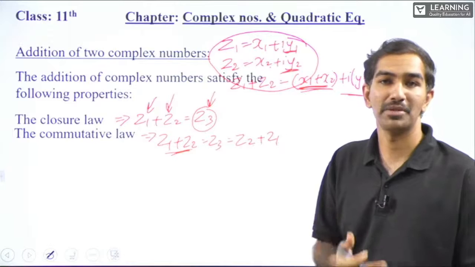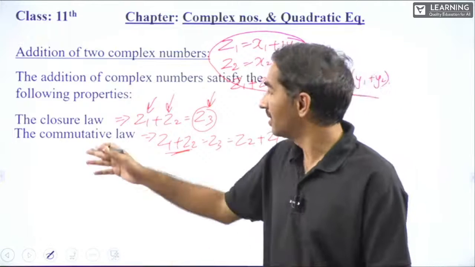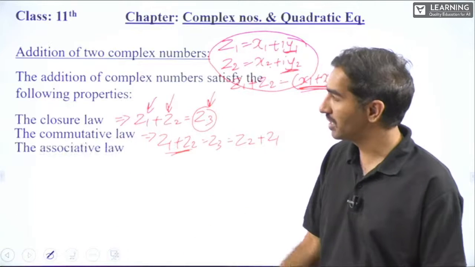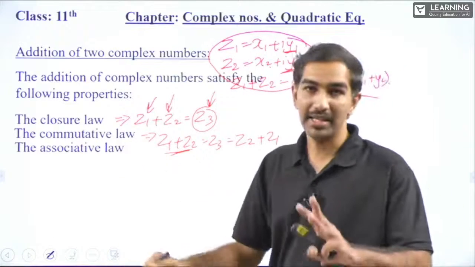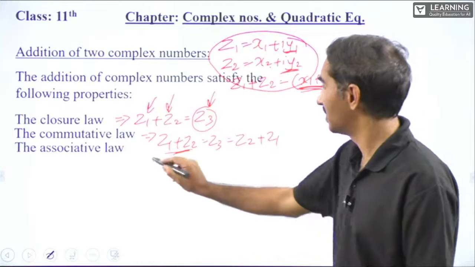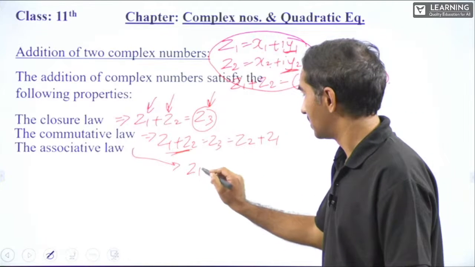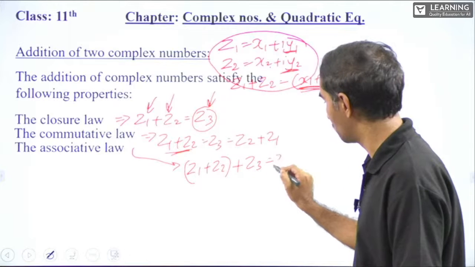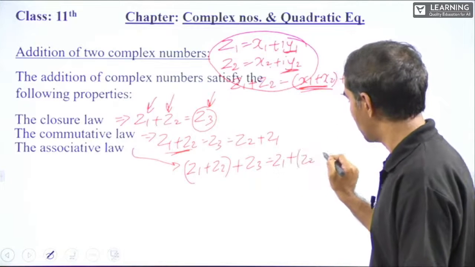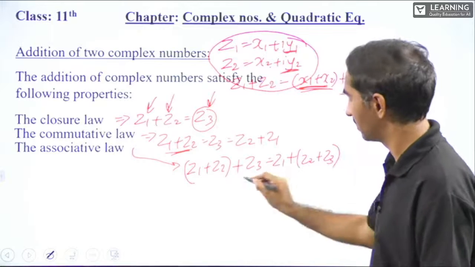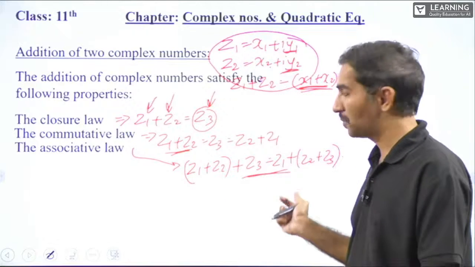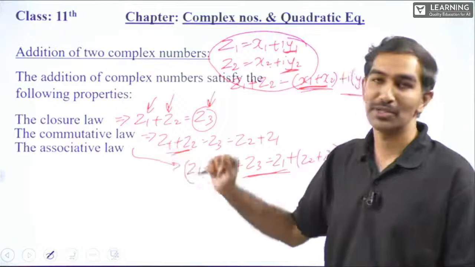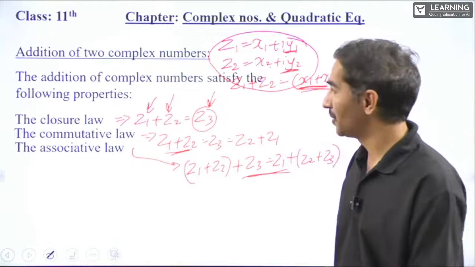So this is nothing but called what? A closure law. Sorry. Commutative law. Closure law is this. This is commutative law. Moving on to the next one. Associative law. So here we'll take three complex numbers. So students, for associative law, (z1 plus z2) plus z3 is equal to z1 plus (z2 plus z3). This LHS will be equal to RHS. This law is called what? This law is called associative law. Okay, moving on to the next one.